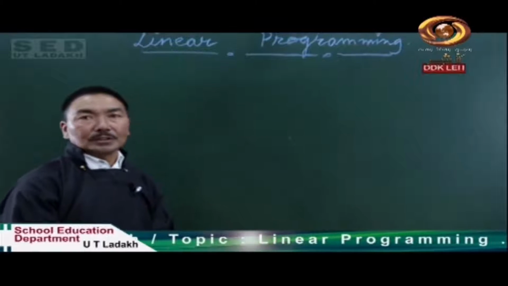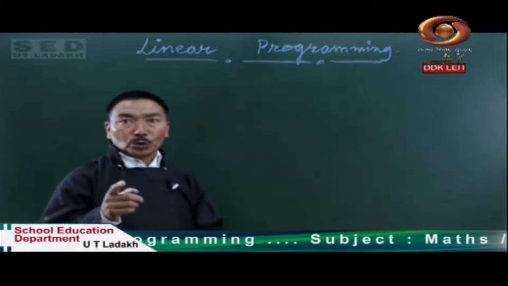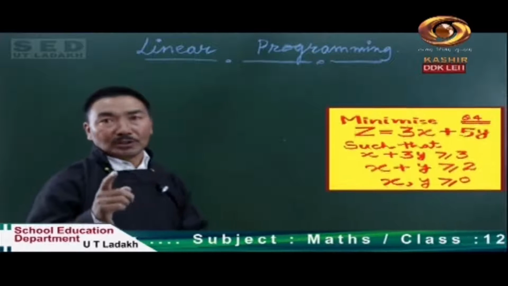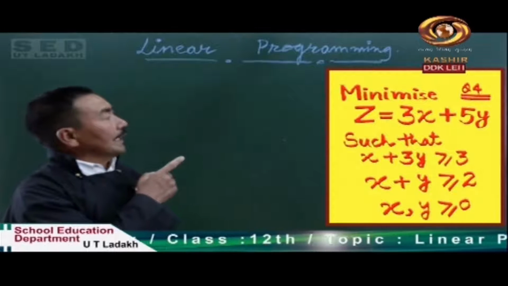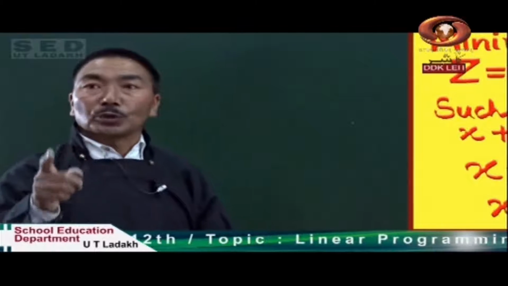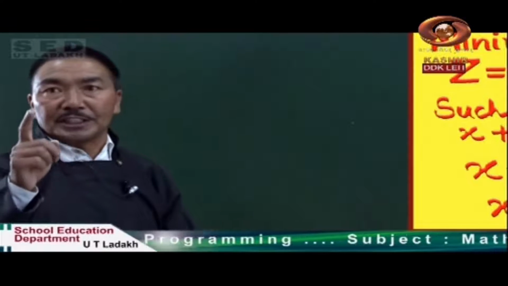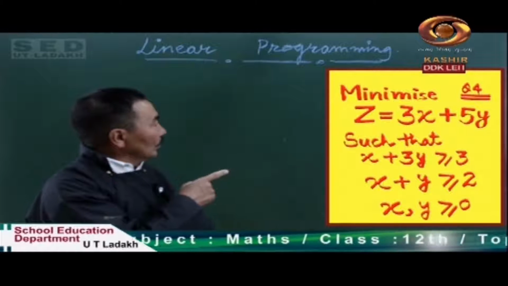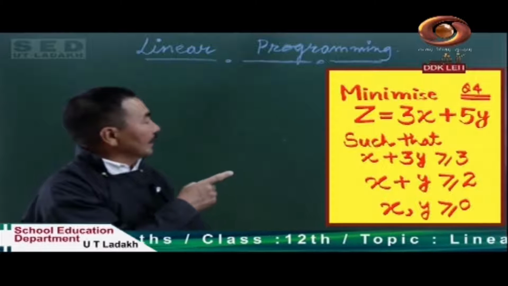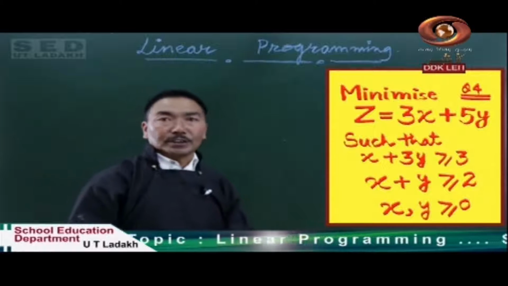Hello students, yesterday we did a question which is related to a bounded function. Today I am going to do a question which is related to unbounded functions. So students, today we will minimize z equal to 3x plus 5y subject to the constraints, that is x plus 3y greater than or equal to 3, x plus y greater than or equal to 2, and x greater than 0, y greater than 0.